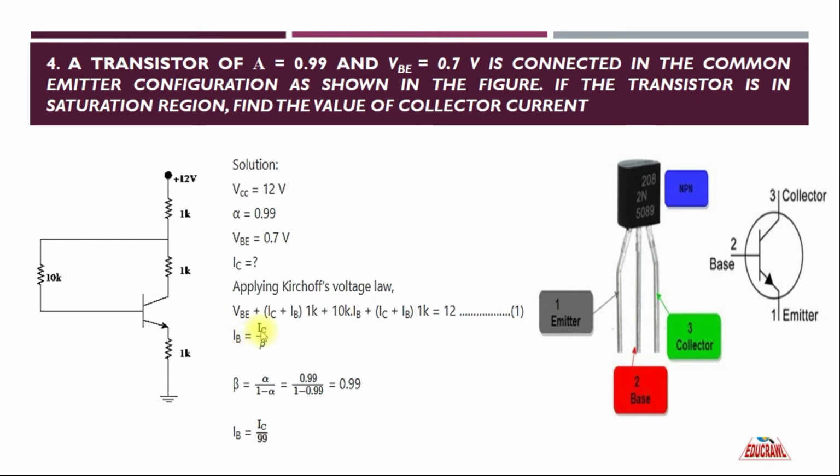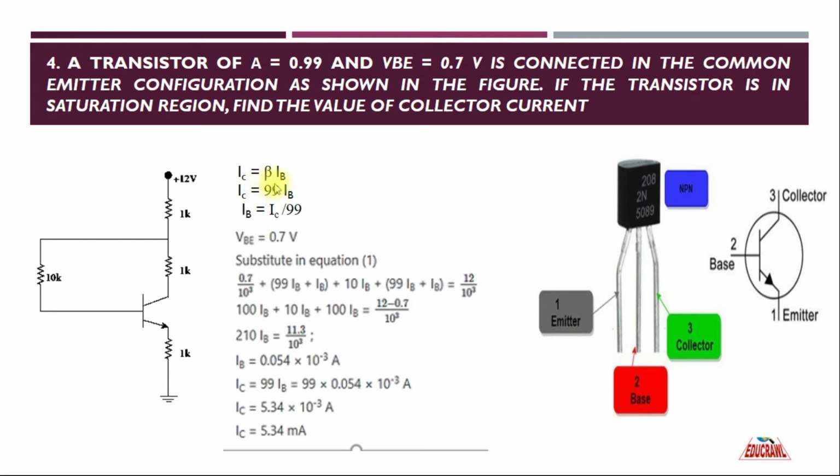We know that IB is equal to IC by beta. So first we need to find the beta. We use the relation between alpha and beta: beta is equal to alpha divided by 1 minus alpha. Alpha value is known. So substituting in this relation, beta is equal to 0.99 divided by 1 minus 0.99, which is equal to 99. So IB is equal to IC by 99. Similarly, IC is equal to 99 into IB. These values we have to substitute in equation 1.